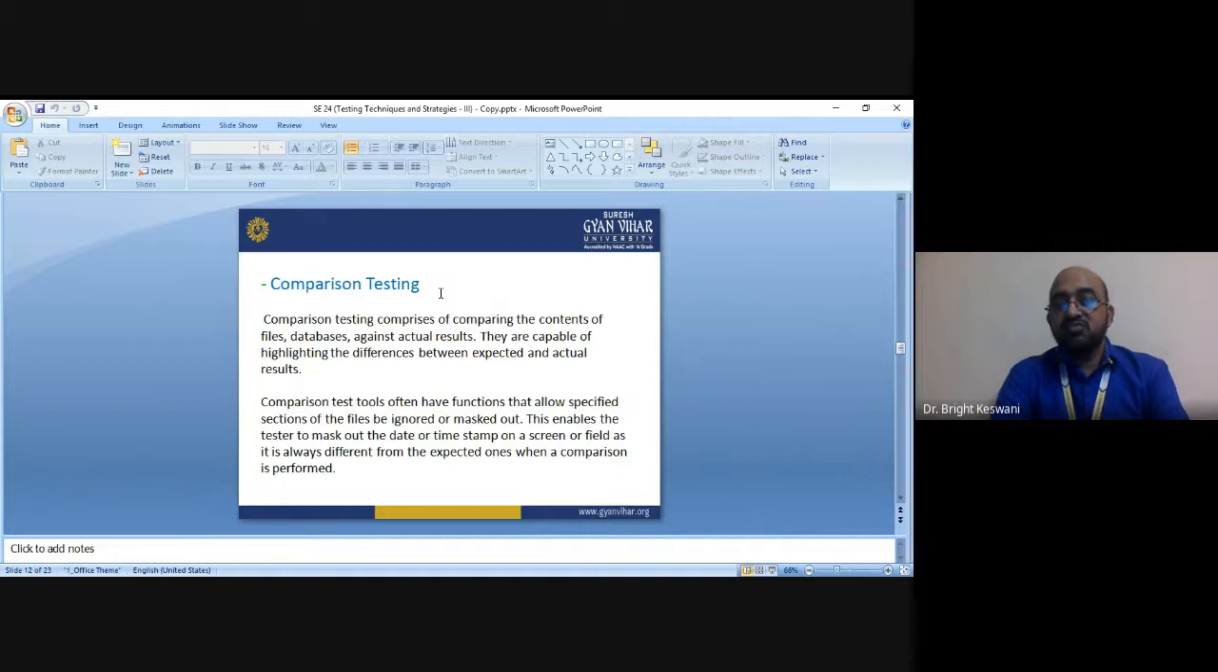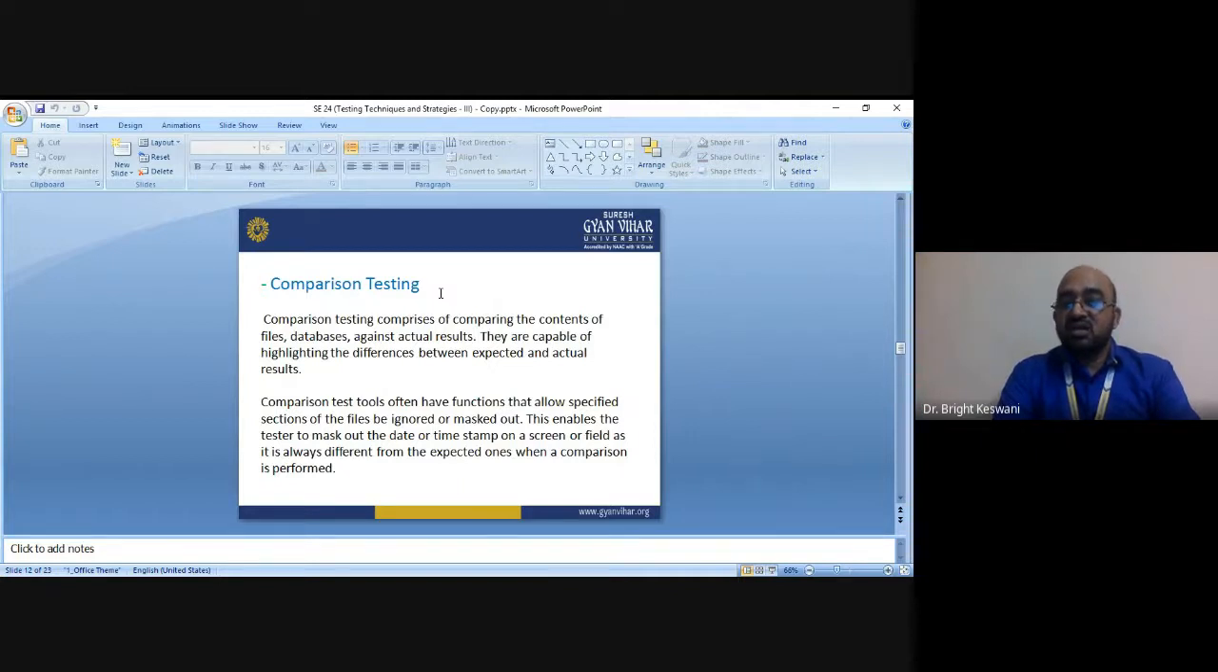Okay, suppose we have designed a file, we have designed data, we have designed output, we have designed databases. Okay, what we have designed and what are the results we are actually finding. So what is expected, what is required by the client is more important rather than the result we are getting from the software. So comparison testing is the comparison study between the expected and actual results.